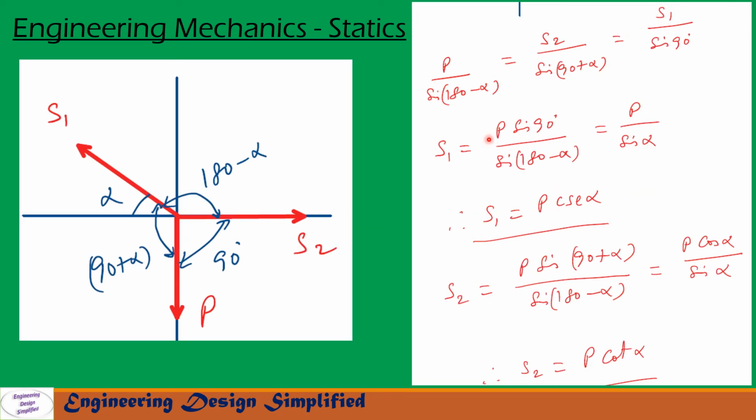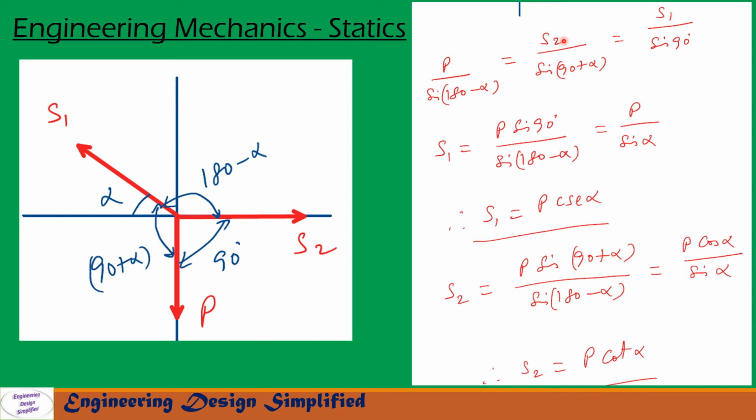Now let us write Lami's theorem. Lami's theorem is P by sine (180 minus alpha) equal to S2 by sine (90 plus alpha), that is also equal to S1 by sine 90. So that is written here. From first and last terms we can write S1 equal to P sine 90 by sine (180 minus alpha). So sine 90 degrees equal to 1. Sine (180 minus alpha) can be written as sine alpha. So S1 is P by sine alpha. So 1 by sine alpha can be written as cosecant alpha. So S1 equal to P cosecant alpha.